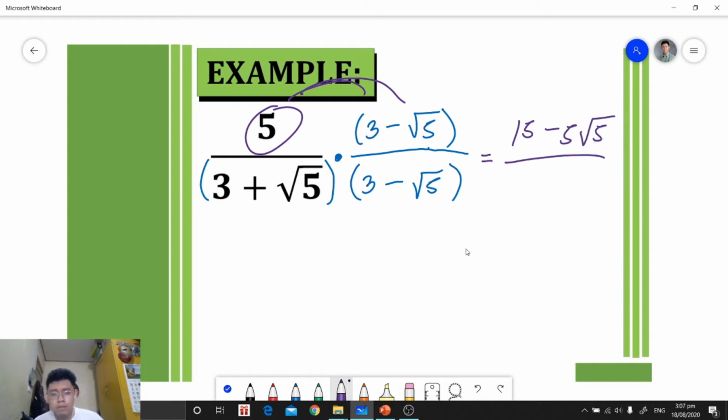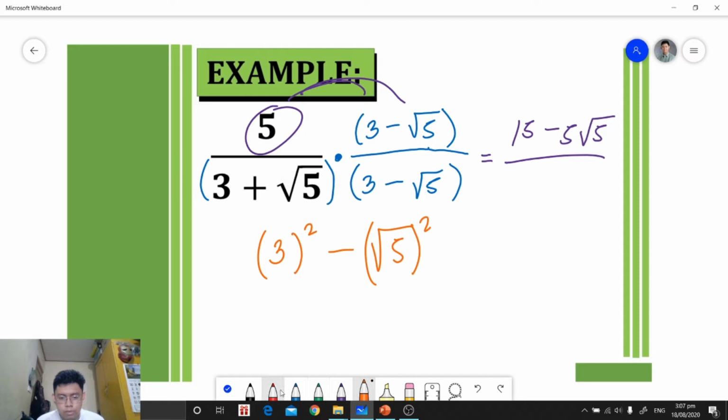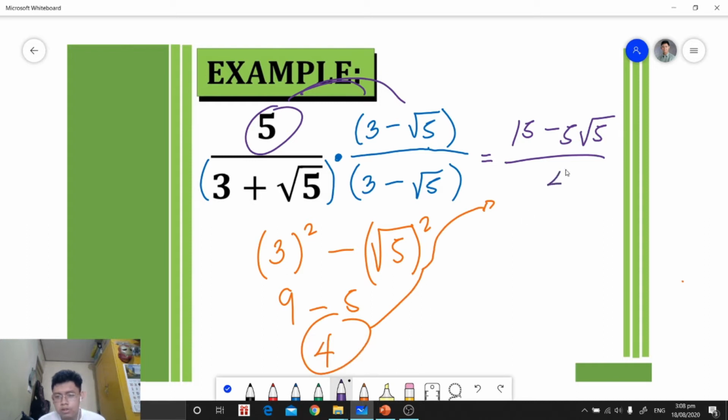For our denominator, we're going to do the shortcut. Our shortcut is for us to copy the first term and then square it, minus copy the last term and then square it. Then let's perform the operation. So we have 9 minus 5, which is equal to 4. So that is our denominator, which is 4.